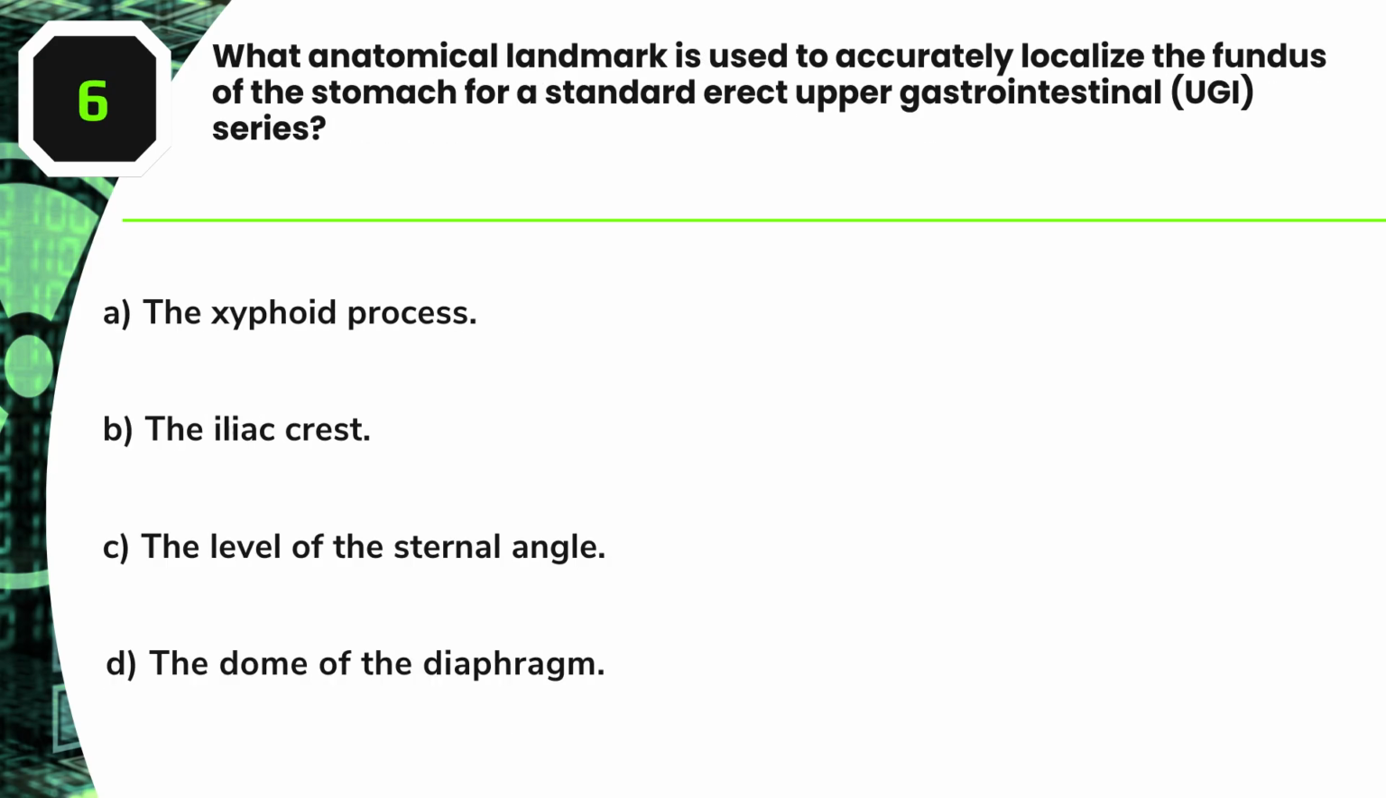Question 6. What anatomical landmark is used to accurately localize the fundus of the stomach for a standard erect upper gastrointestinal (UGI) series? A. The xiphoid process. B. The iliac crest. C. The level of the sternal angle. D. The dome of the diaphragm.